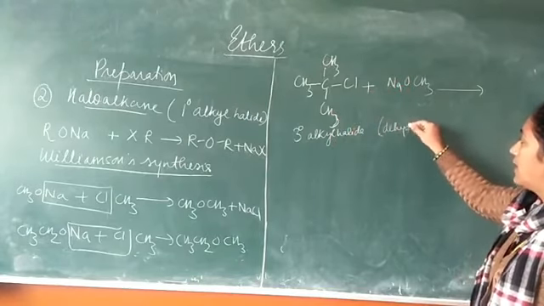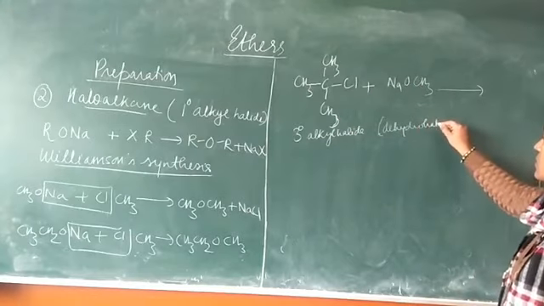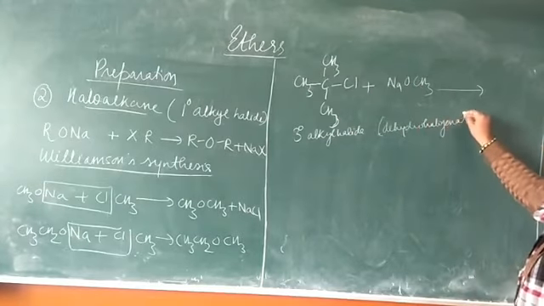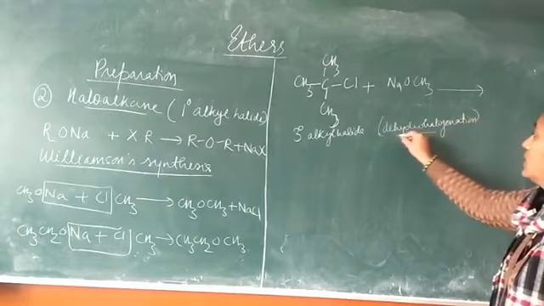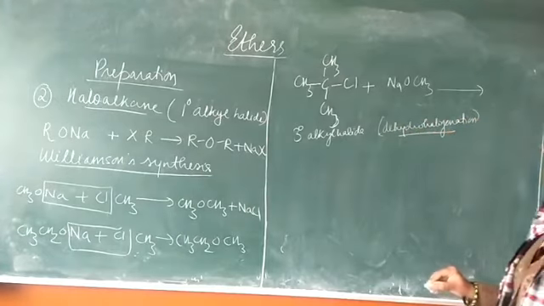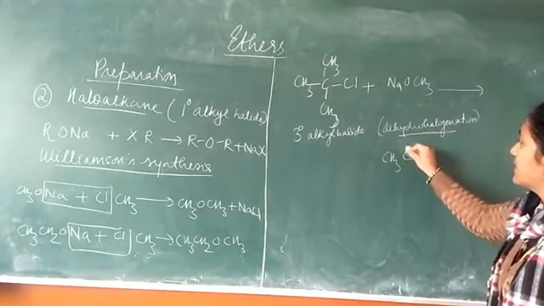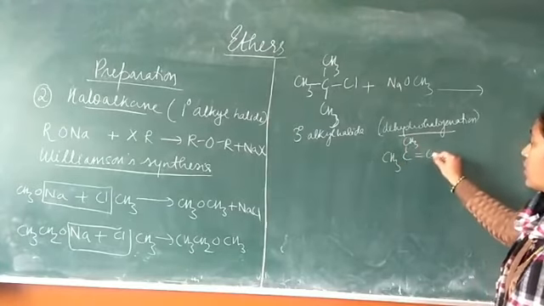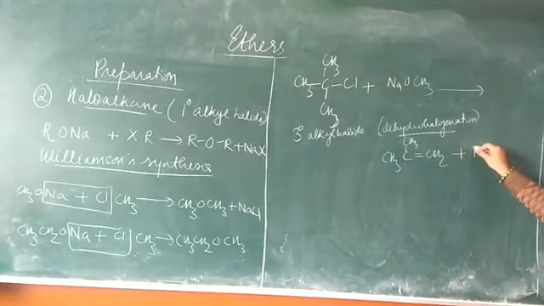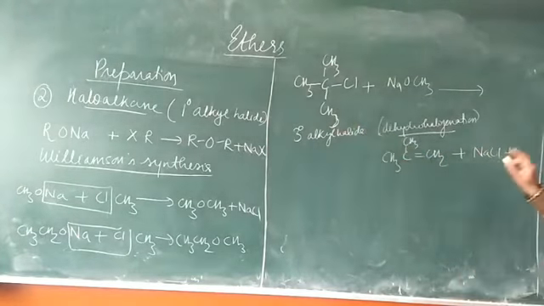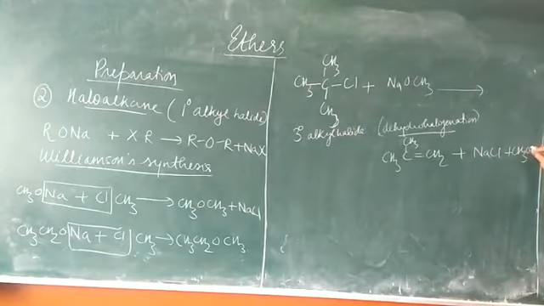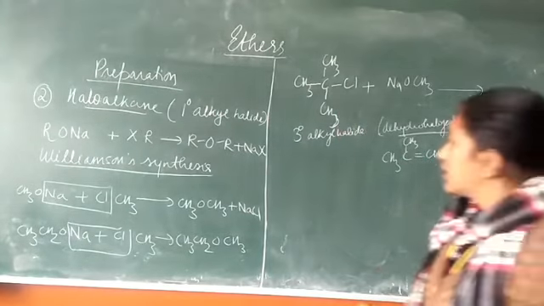So the dehydrohalogenation reaction will be carried out here, students, right? And the product formed will be an alkene, that is CH3CH3 double bond CH2, plus NaCl, plus the one hydrogen which has been removed from here will form CH3OH, right?